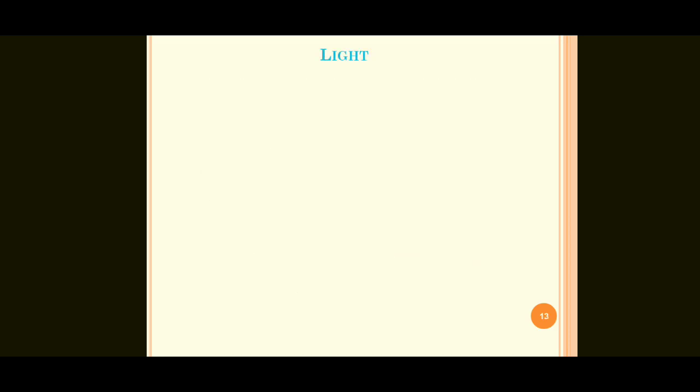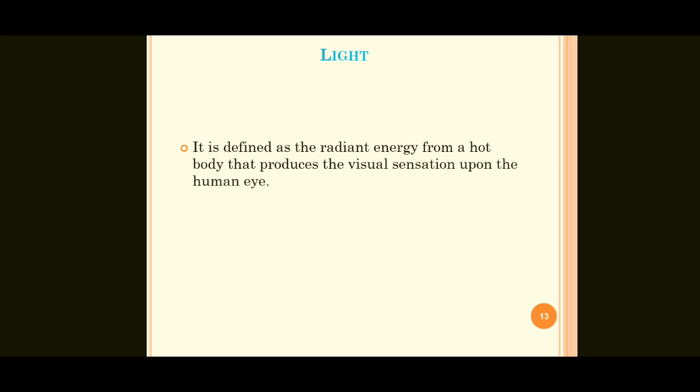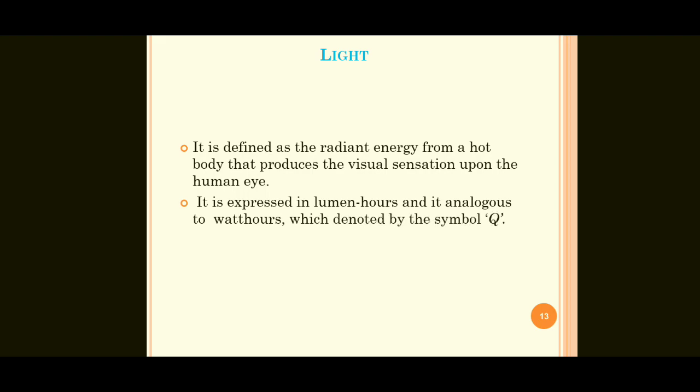Next one, light. It is defined as the radiant energy from a hot body that produces the visual sensation upon the human eye. It is expressed in lumen hours and is analogous to watt hours. In our power systems, in electrical engineering, we use kilowatt hours and watt hours. Similarly, in light illumination, it is the lumen hours.